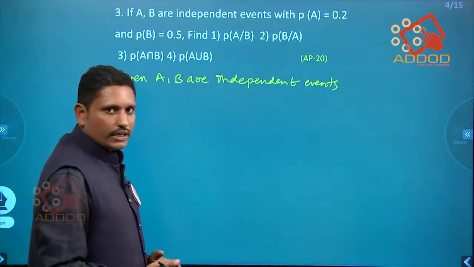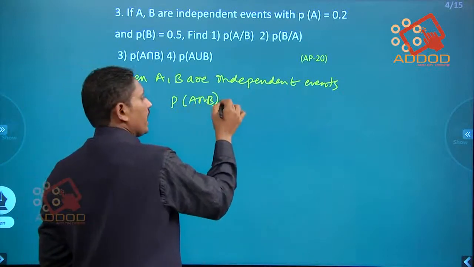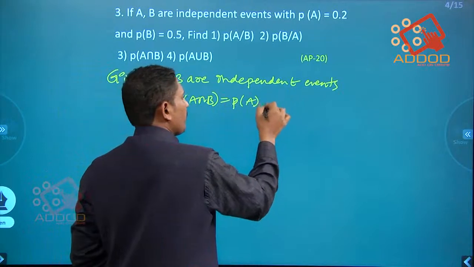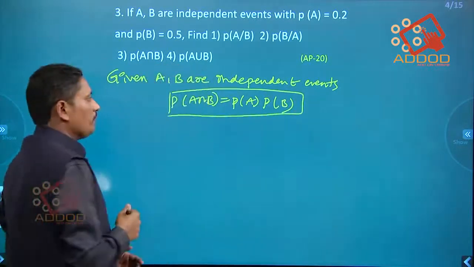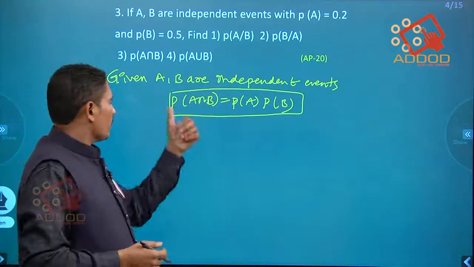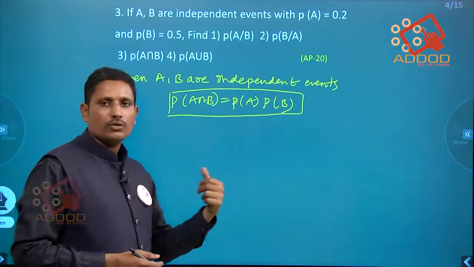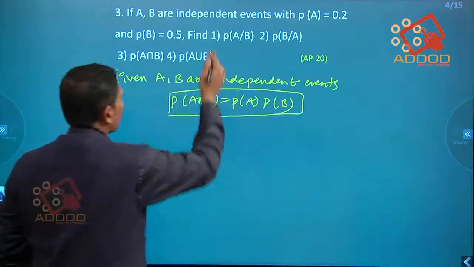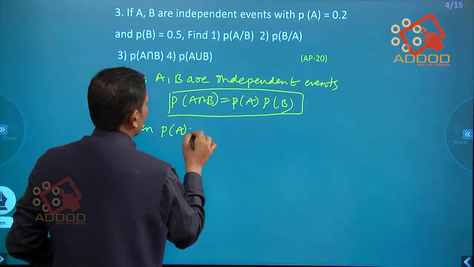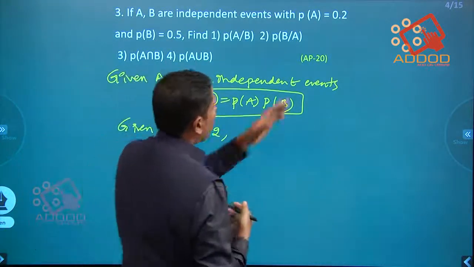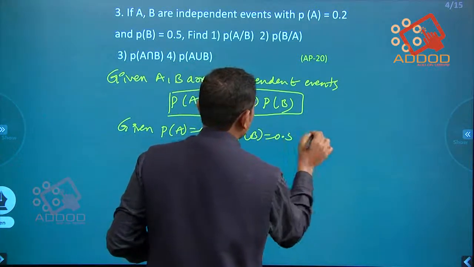Whenever two events are independent events, then P of A intersection B is directly written as P of A into P of B. That is using the synonyms of independent events. Now the given values are here. P of A is equal to 0.2 and P of B value is also given as 0.5.